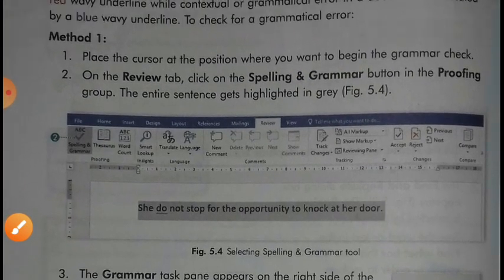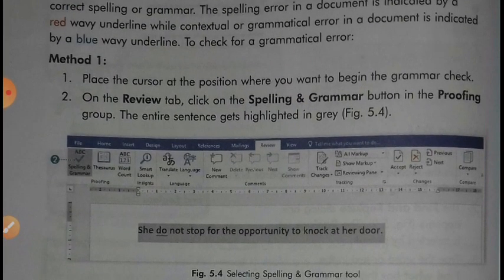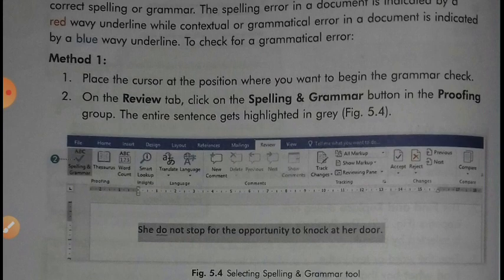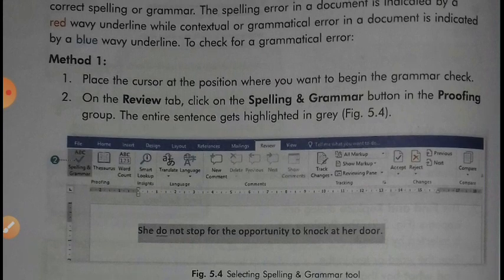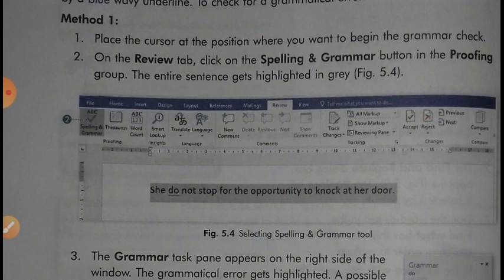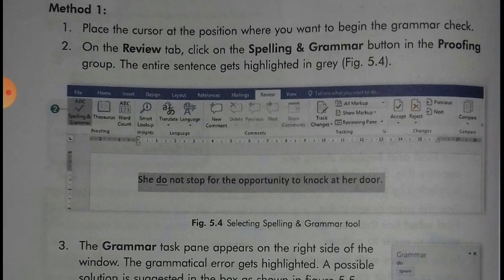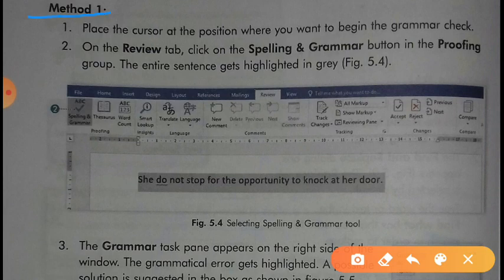Okay students, so there are two methods to check your spelling and grammatical mistakes in your document. Method first is here. Step first, place the cursor at the position where you want to begin the grammar check. सबसे पहले जो है आपको माउस पॉइंटर अपना जो है प्लेस करना है जहाँ से आप जो है ग्रामेटिकल मिस्टेक्स चेक करना चाहते हैं. Then after, on the review tab, click on the spelling and grammar button in the proofing group.